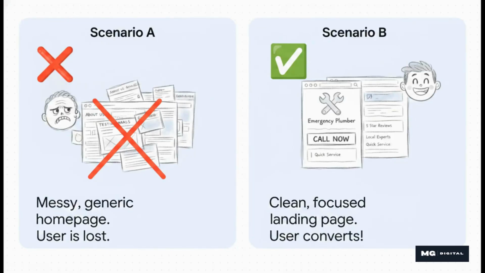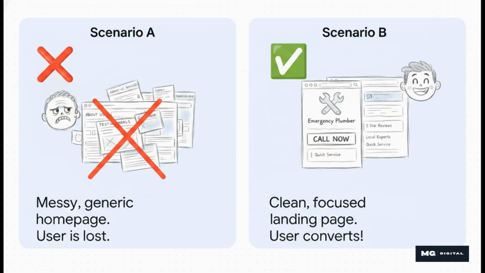Let's put ourselves in the visitor's shoes for a second. Imagine scenario A. Someone searches emergency plumber Burbank. They click your ad, and boom, they land on your homepage. Sure, it mentions plumbing, but it's also talking about electrical work, HVAC, and general contracting. This person is having an actual emergency, and now they have to scroll around hunting for the right info. Guess what? Most of them just leave.